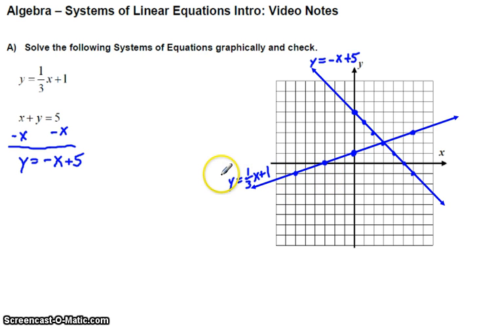Alright, so let's talk about what this actually means to be a system of equations. What it means is multiple equations. They could be lines like they are in this case. You could have parabolas, exponentials, anything you want. But you've got multiple graphs on one graph, and the solution is where they intersect.